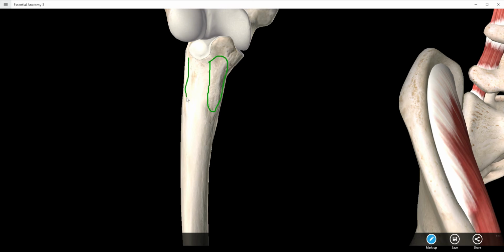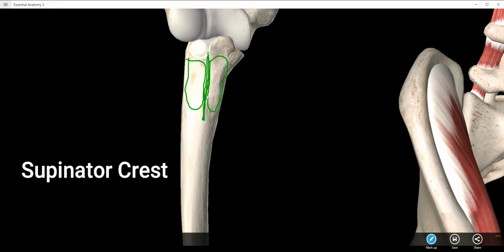That's correct. This is the supinator fossa. So they're right next to each other, and on the model it's a bit tough. It's tough on real bones too, to tell these two apart. Now there's a structure right in between them which is not super well defined.